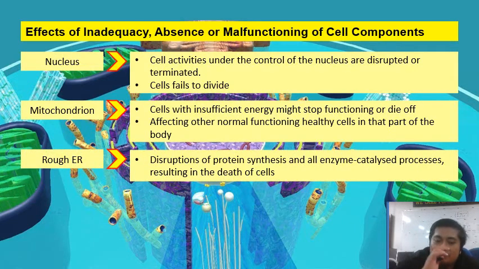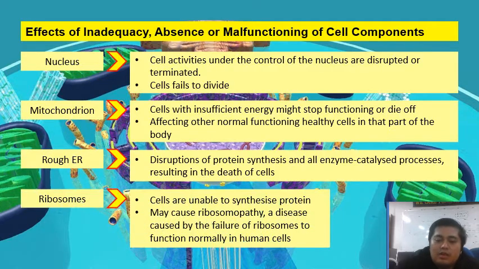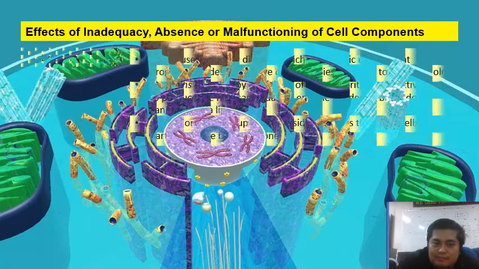Kalau tak ada rough ER pula, apa akan jadi? It will disrupt the protein synthesis and all the enzyme catalyst processes, resulting in the death of the cell. Kalau masalah dengan ribosom pula, cells are unable to synthesize the protein. It may also cause ribosomopathy, which are disease caused by the failure of ribosomes to function normally in the human cell.